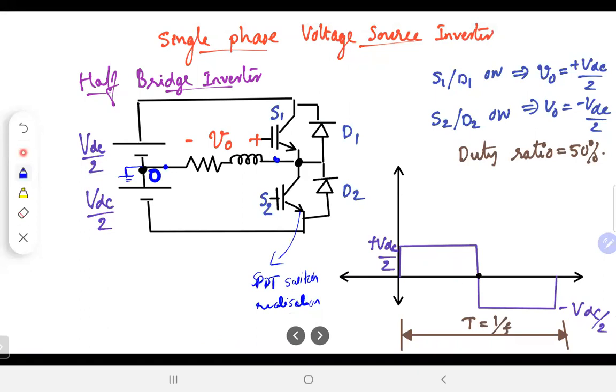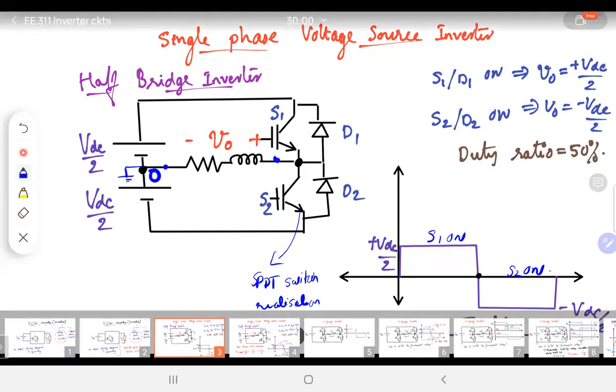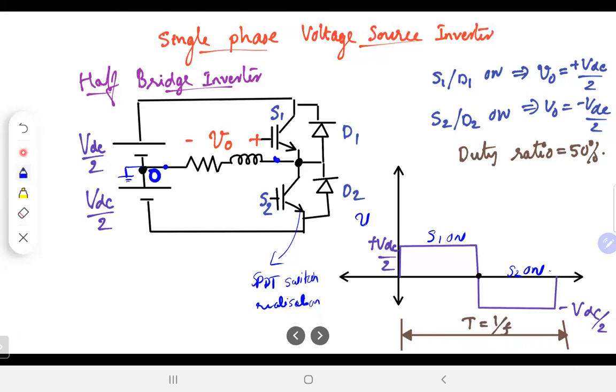We'll keep S1 on for 50% of the time and S2 on for the second half of the time. And with respect to the O point, let me call this point A. It'll be VAO. If you plot it, it'll look like this: plus VDC by 2 and minus VDC by 2 with respect to the midpoint, the O point. Okay. So the duty ratio here is 50%.